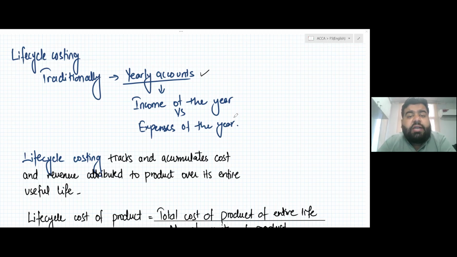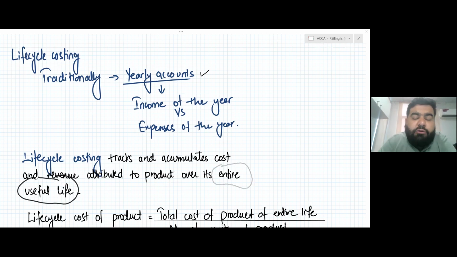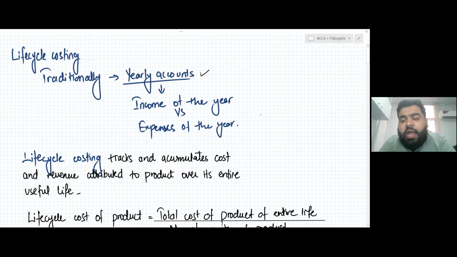Life cycle costing says don't calculate the cost and expenses on a yearly basis. You must calculate the cost of that product over its complete useful life. Life cycle costing tracks and accumulates costs and revenues attributed to the product over its entire useful life. Let me explain through an example.